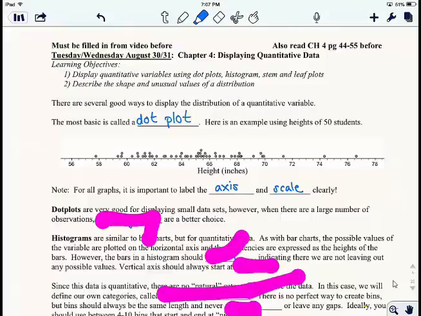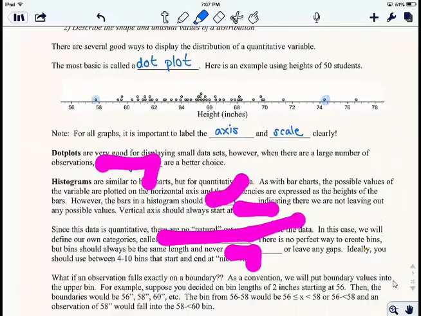Each dot represents a student and their corresponding height. This student is probably about 57.8 or 9 inches tall. This student is a little over 74 inches tall, etc. Note that it is clearly labeled along the axis and scaled. Dot plots are very good for displaying small data sets.